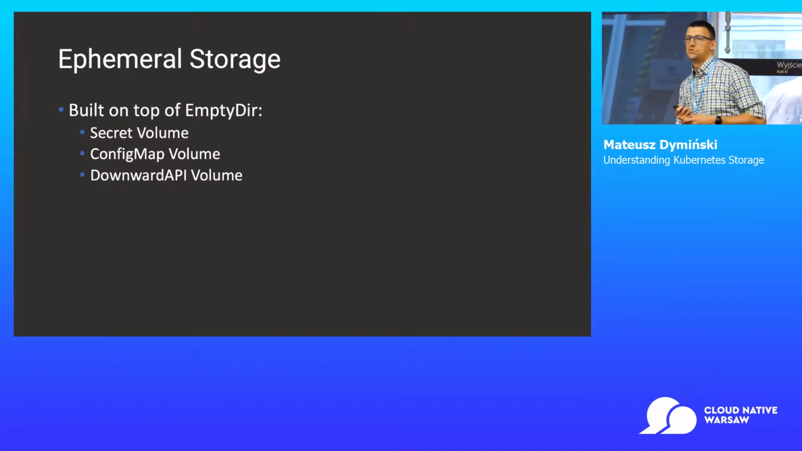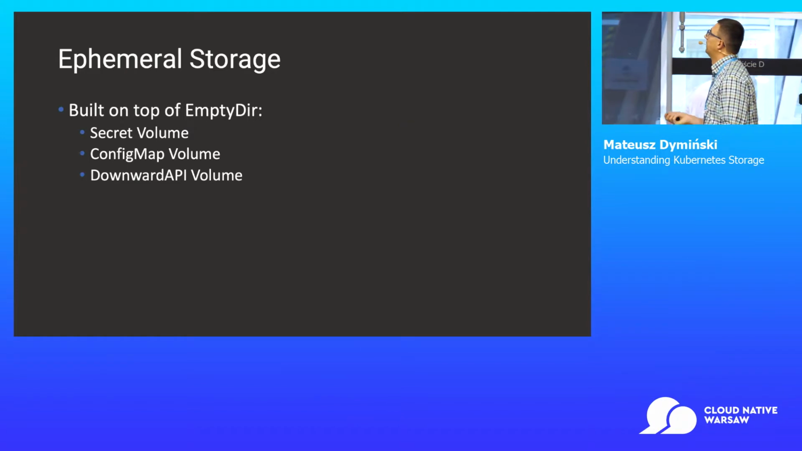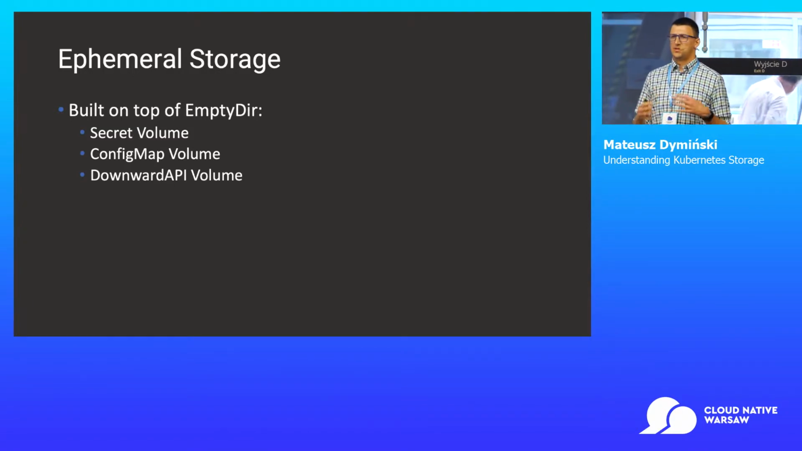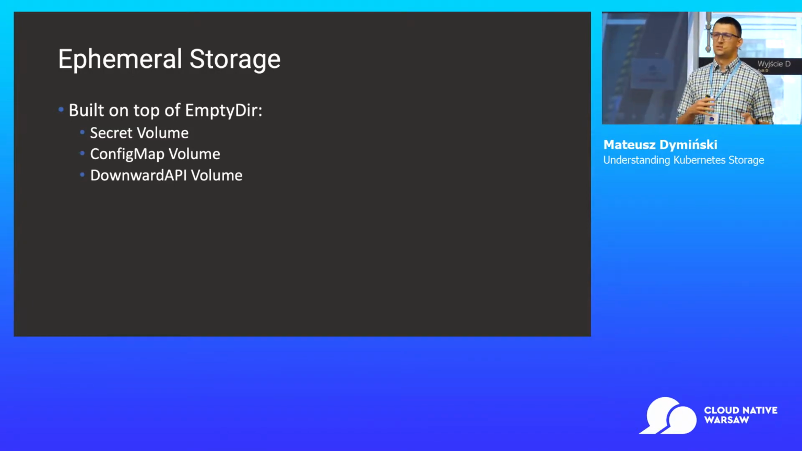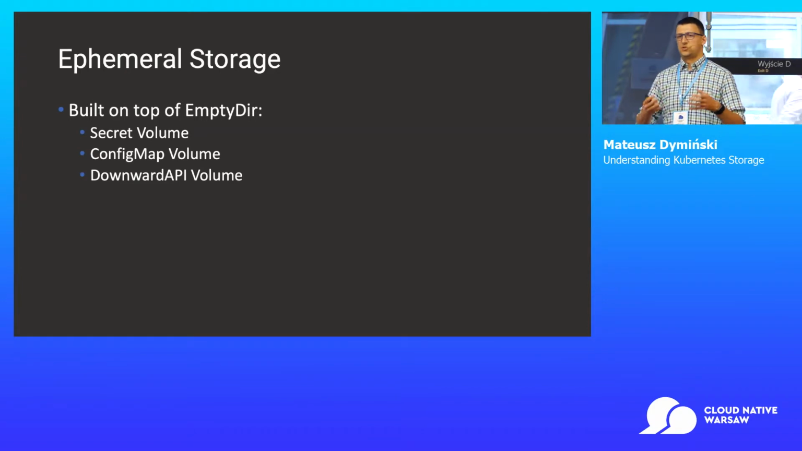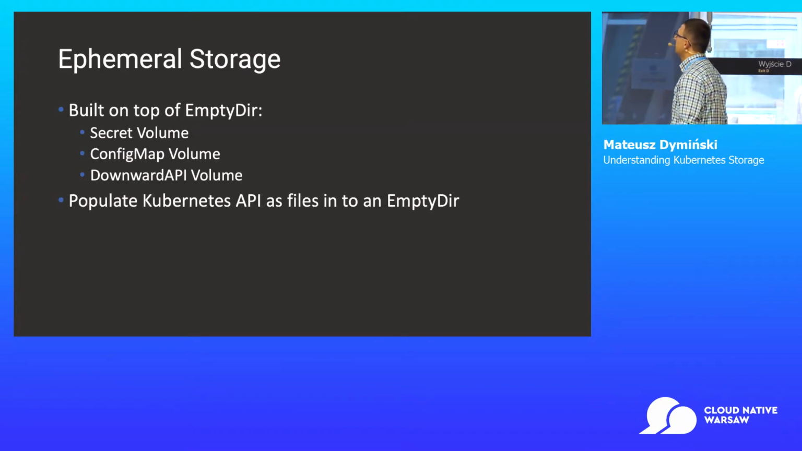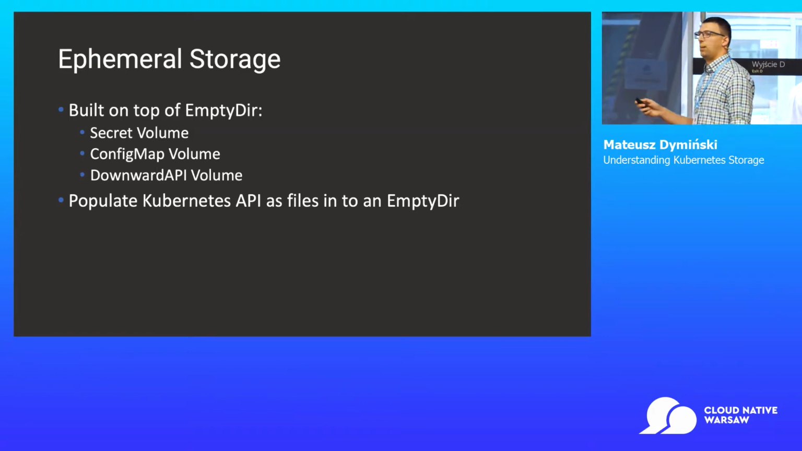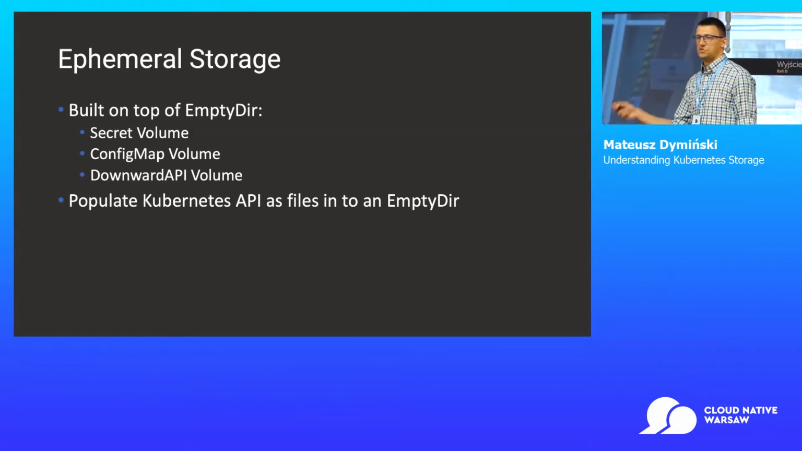And it's also based on the ephemeral or empty dir idea. And downward API is a kind of set of metadata which describes the container itself, like quotas and version and so on and so forth. So this could also be attached as a volume inside our container, and it's built on the empty dir. Okay, so all in all, we can populate some Kubernetes API calls with the volume inside our Kubernetes.